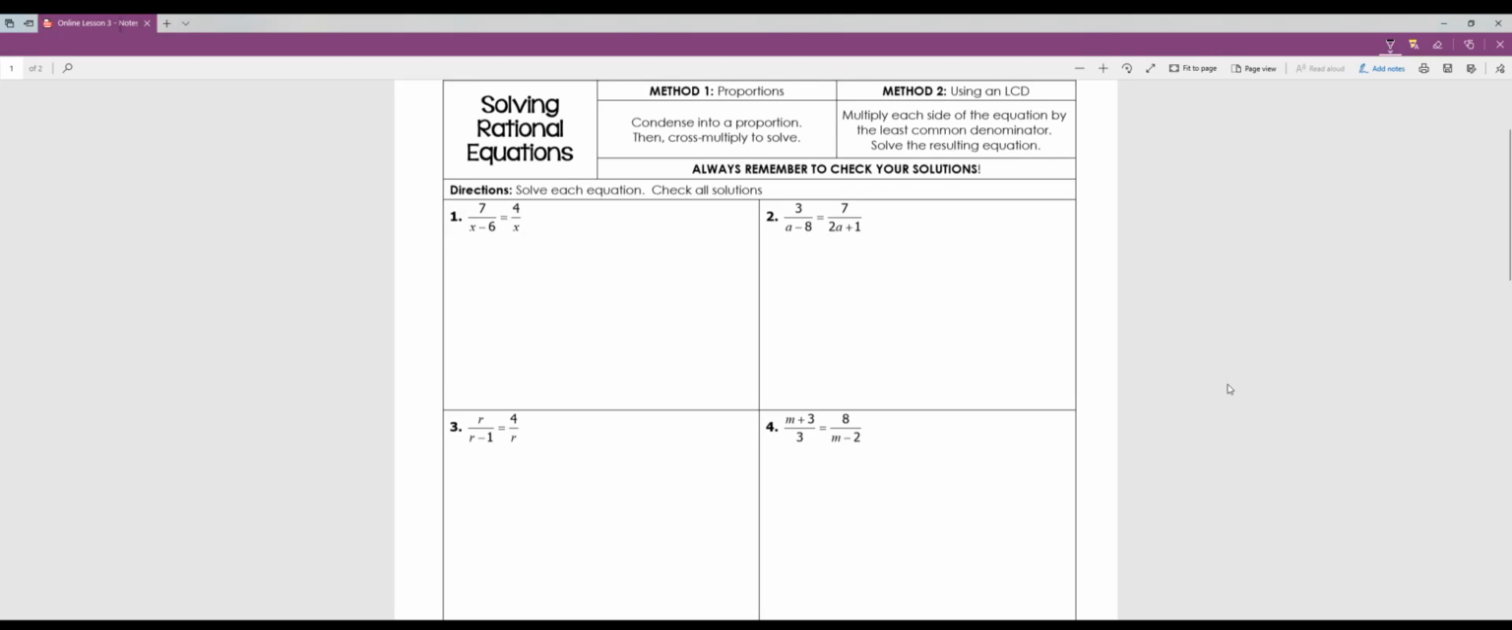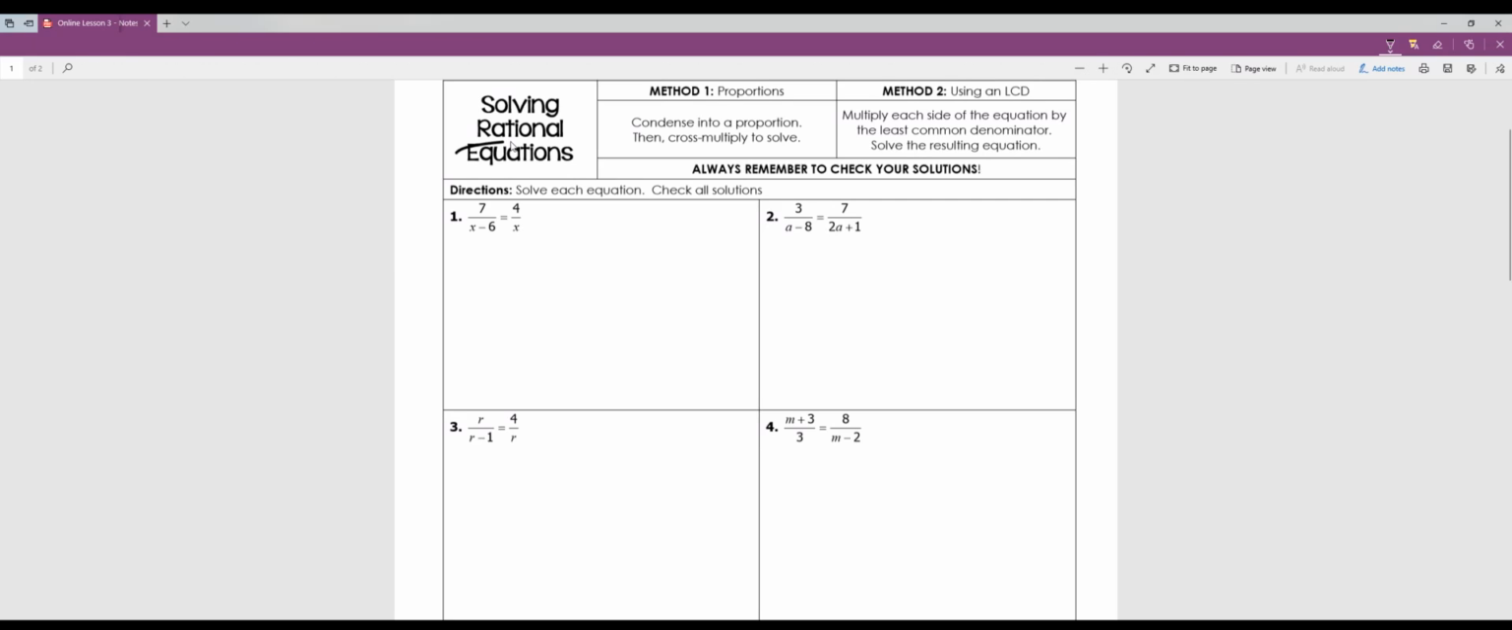All right, we are continuing on with rational equations, but this time we are solving them. So we have two methods of solving rational equations. One is making a proportion and cross multiplying. The other one is using the least common denominator, and I'm going to be showing you each situation that you would use this method.